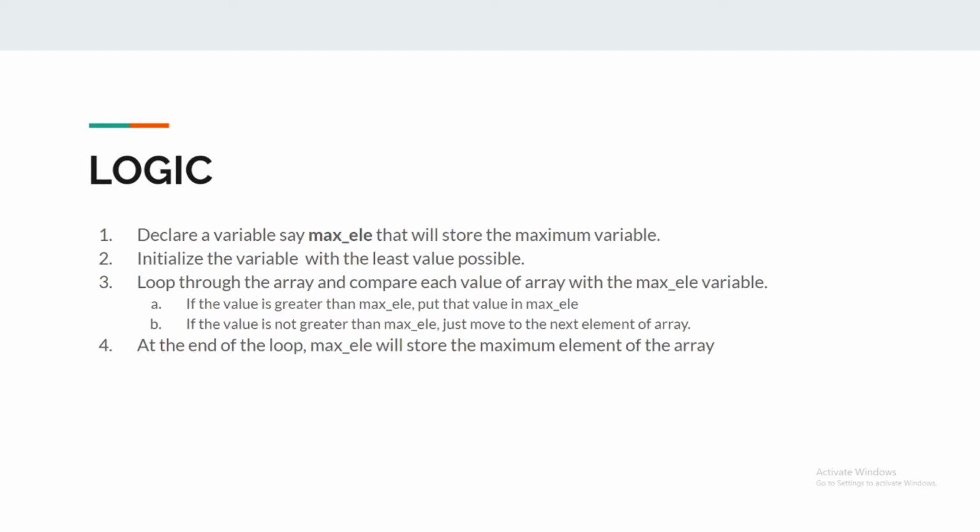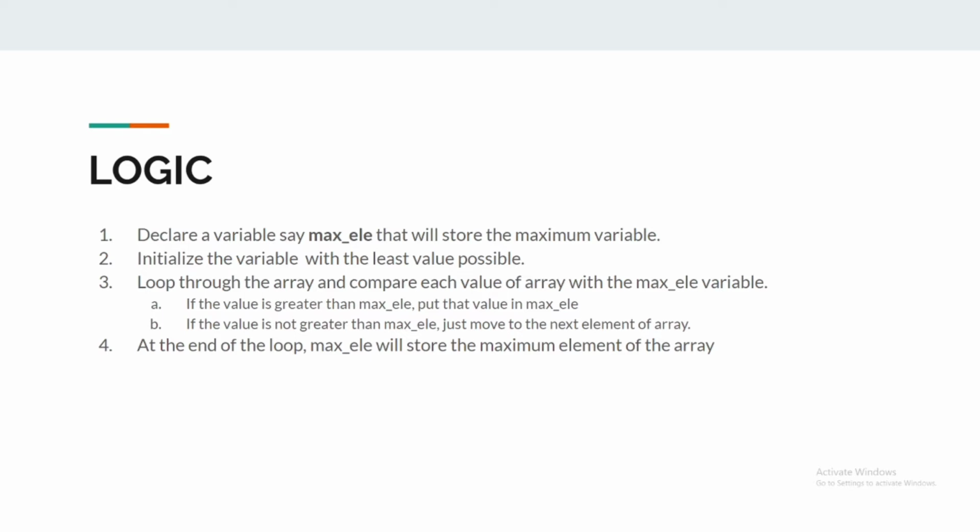Now the next step is we need to initialize that variable with the least value possible. This is because initialization of a variable is always done with a value that can never be the possible answer. So we will initialize it with the minimum value so that all the values in the array are greater than it and we can compare to get our maximum value, right? So basically our setup is done.